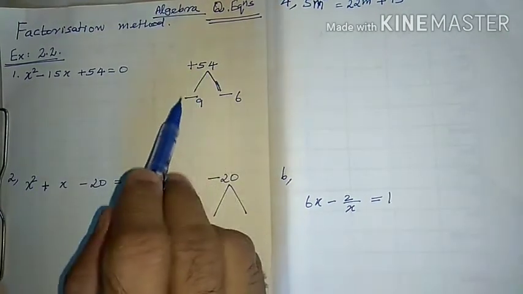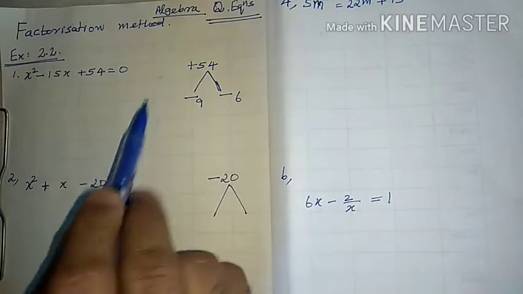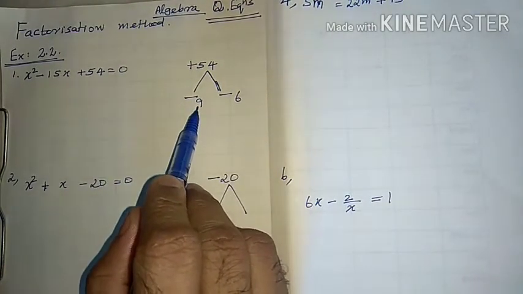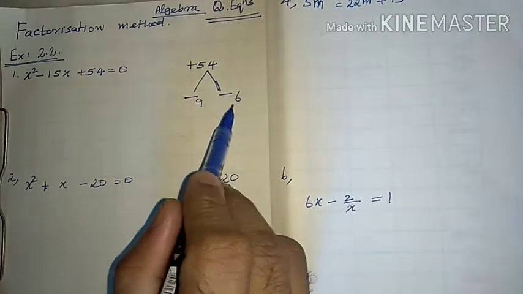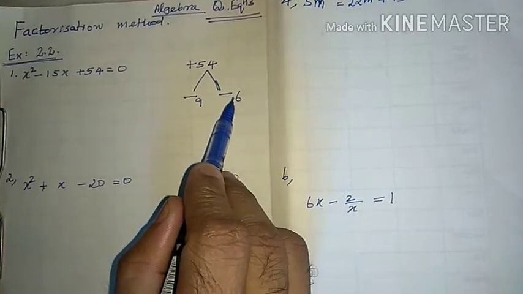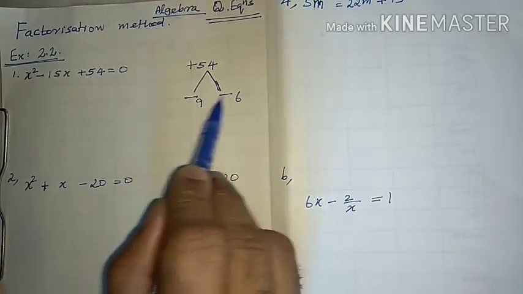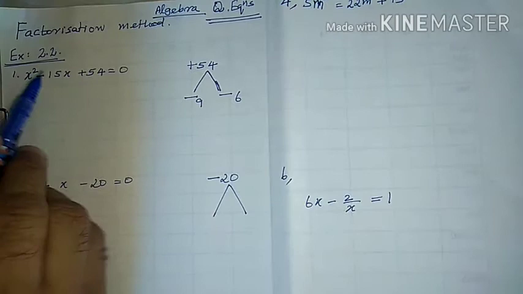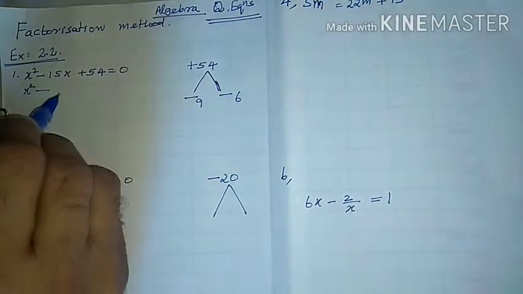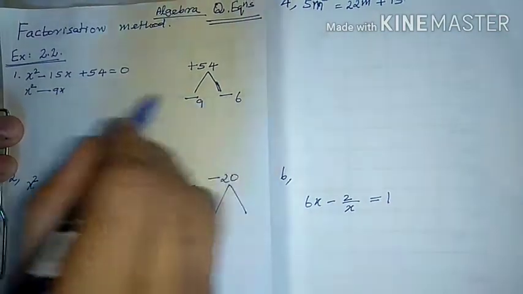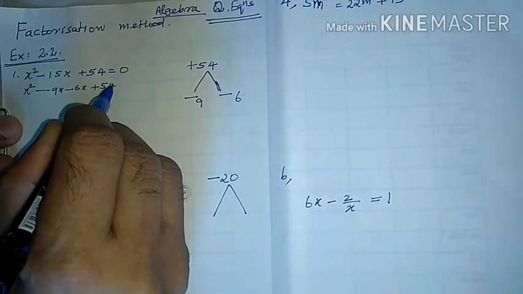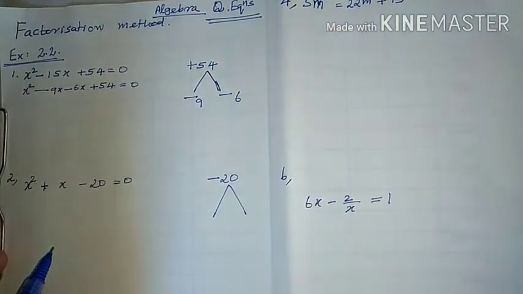So we fix it. Many other factors are there, like 27 into 2, but here we go for 9 and 6. Minus 9 and minus 6: product is plus 54, addition is minus 15. So we split the middle term. First term as it is, middle term becomes minus 9x minus 6x, plus 54 equal to 0.